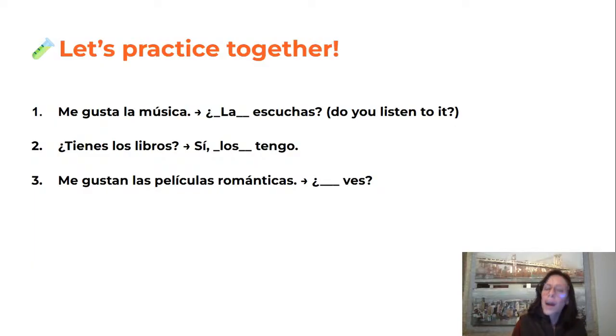And then now we have a question with gustan. Me gustan las películas románticas. This is the moment where direct object pronoun can be used in a sentence, like in a sentence using a gustar.